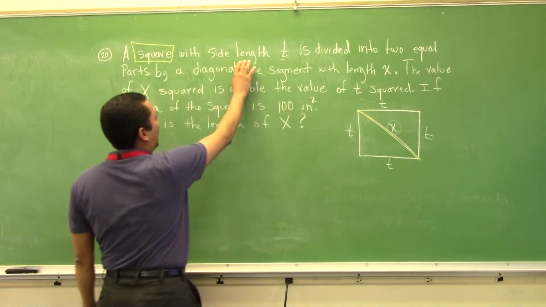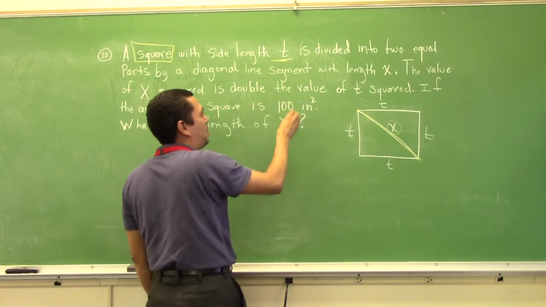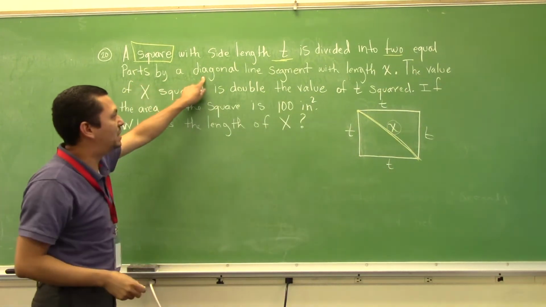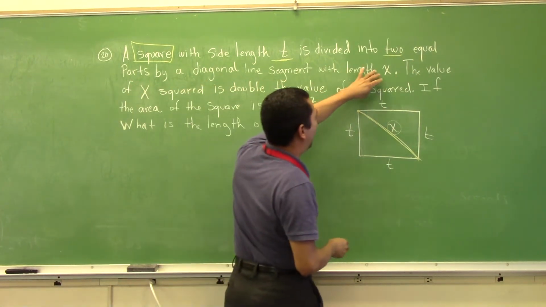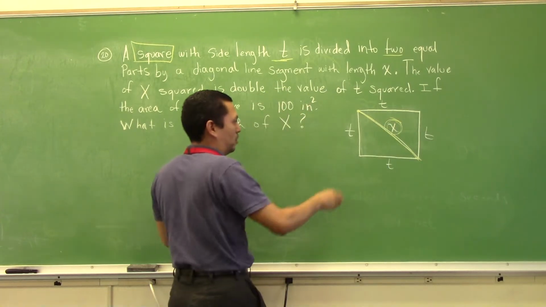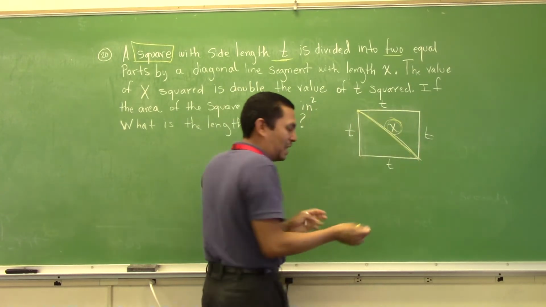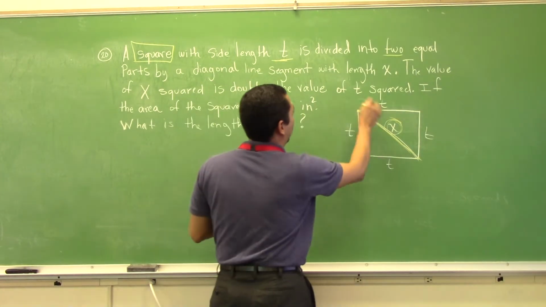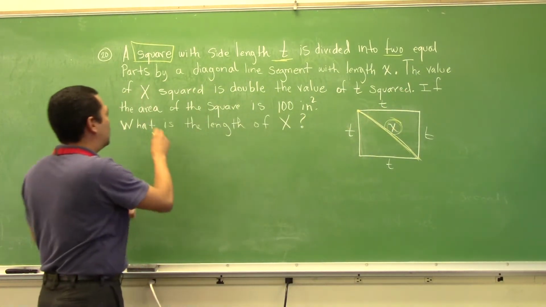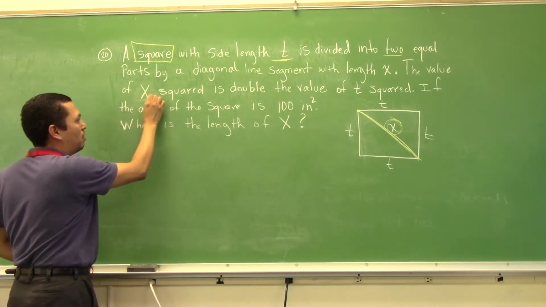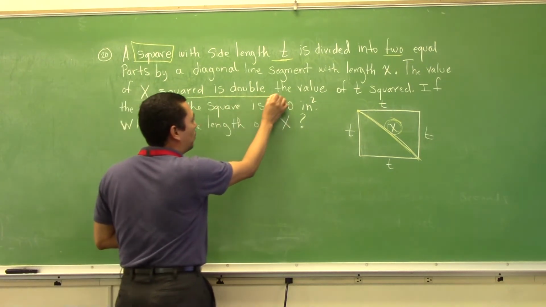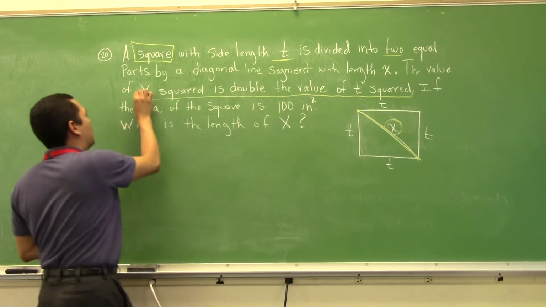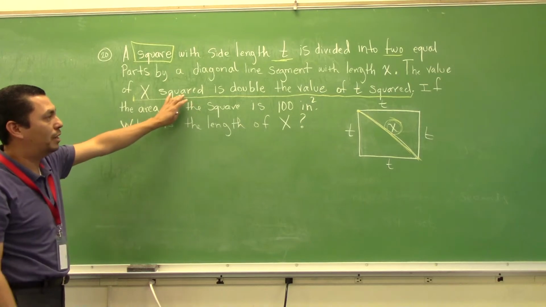A square with side length t, that's the variable they are giving me, is divided into two equal parts by a diagonal line segment with length x, this one. So it's this diagonal. We're cutting that square into two triangles with the same line. The value of x squared, I'm going to underline this one. The value of x squared is double the value of t squared. I'm going to tell you, this one is an equation.